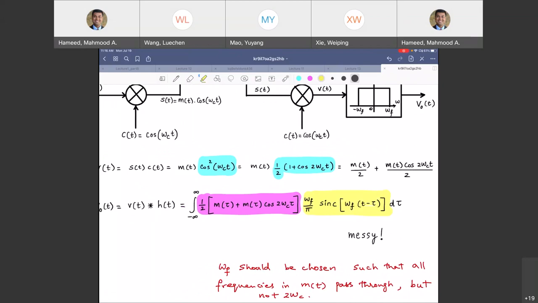That's your time domain, continuous time domain convolution integral. And I hope you agree that this is going to be very messy. Doing this in the time domain is going to be very messy.